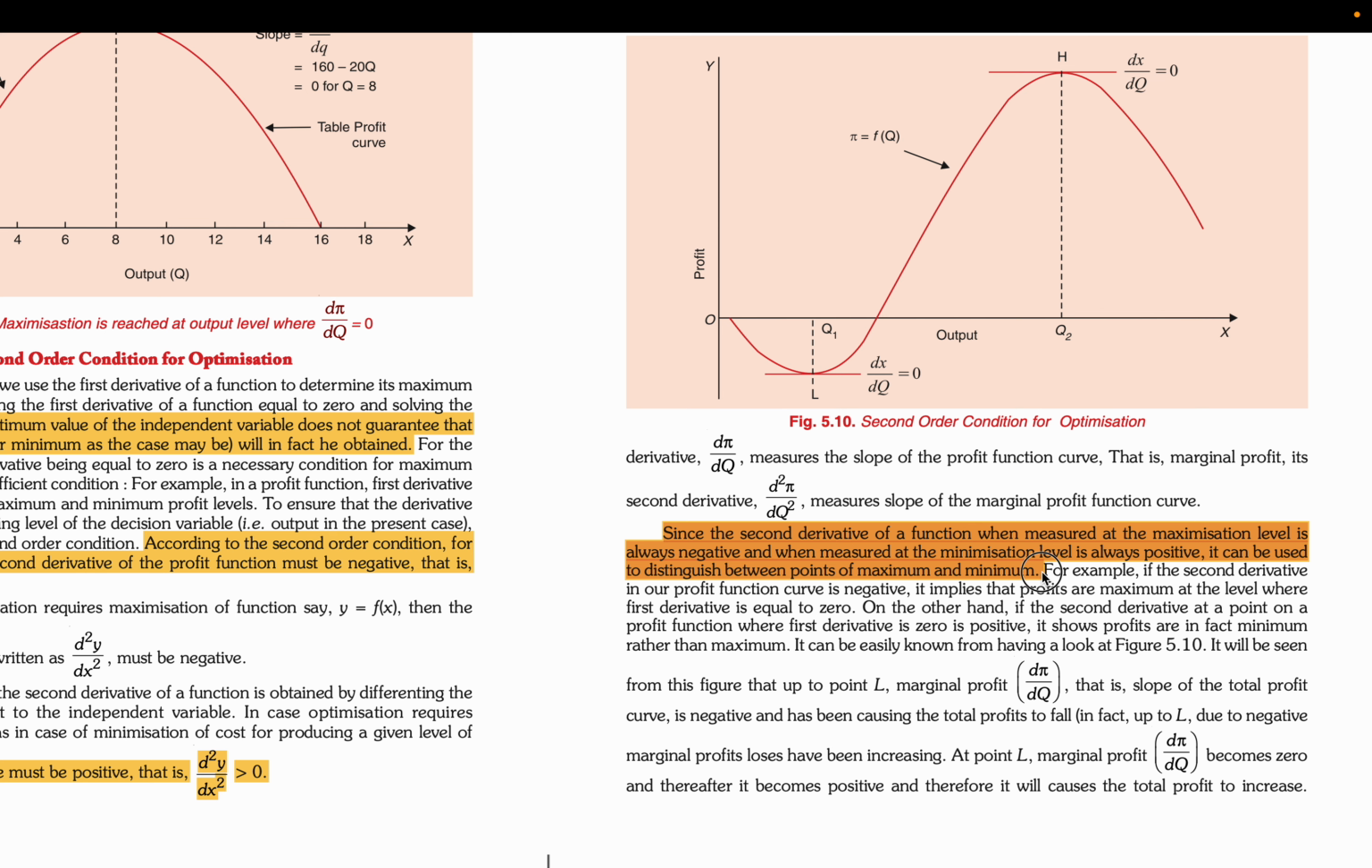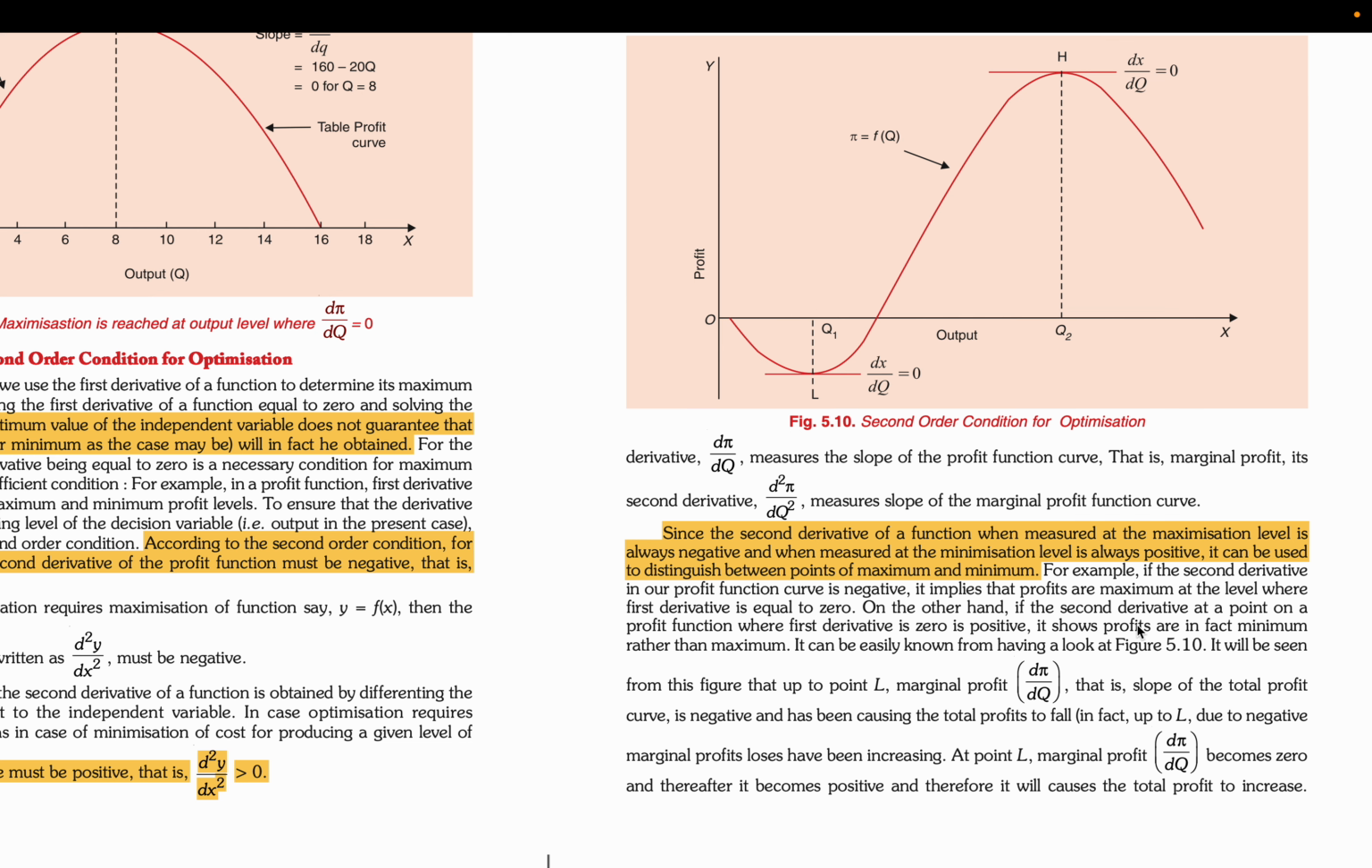It's basically giving the intuition behind why it said d square y by dx square should be greater than 0 in order to minimize and less than 0 in order to maximize. For example, if the second derivative in our profit function curve is negative, it implies that profits are maximized at that level where the first derivative is equal to 0. On the other hand, if the second derivative at a point on a profit function where the first derivative is 0 is positive, it shows profits are in fact minimum rather than maximum. It can be easily known from having a look at figure 5.10.